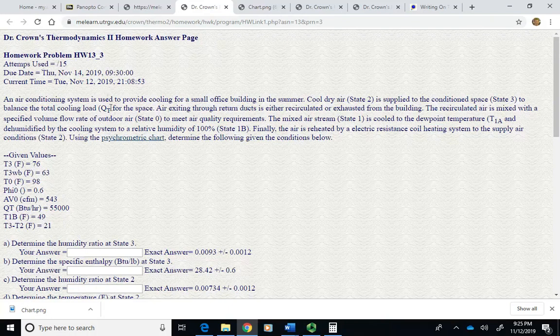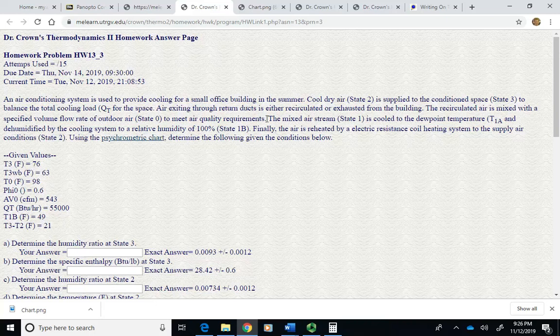There should be an n in parentheses there. Then air exits the space at state 3, goes into a return duct. Some of it gets recirculated, the rest gets exhausted from the building. The recirculated air is mixed with the fraction of incoming outdoor air, mostly to meet indoor air quality requirements. So we want to make sure that any contaminants, people are converting the oxygen to CO2. We want fresh oxygen coming into the space, and a number of other reasons. We want fresh outdoor air coming in.